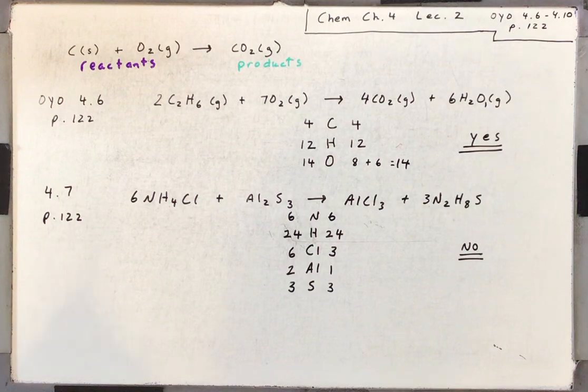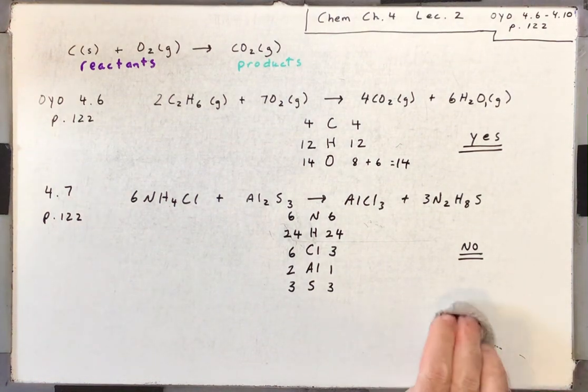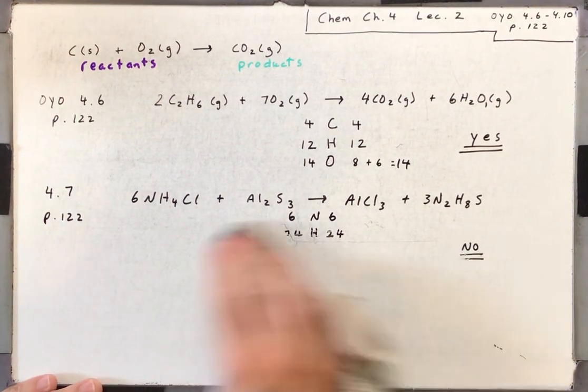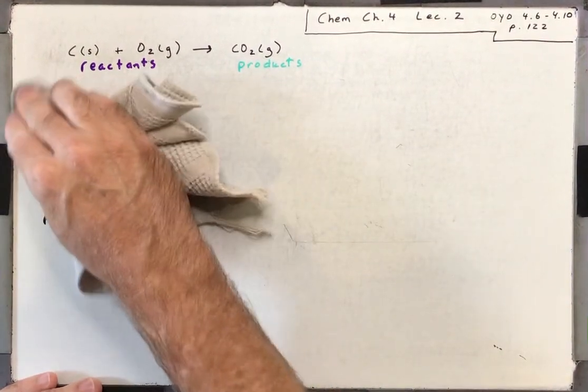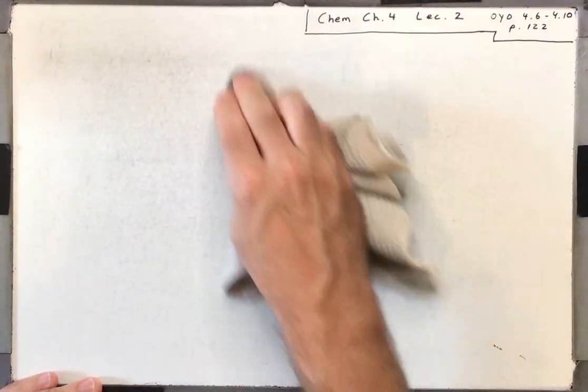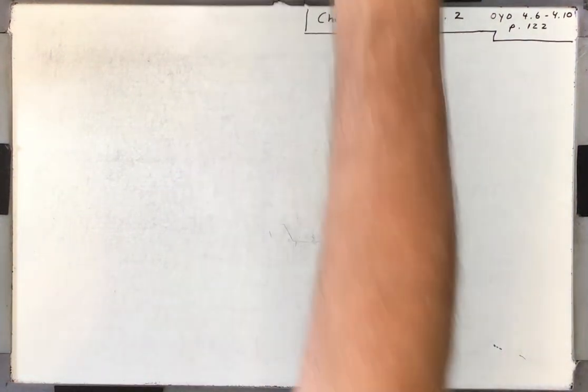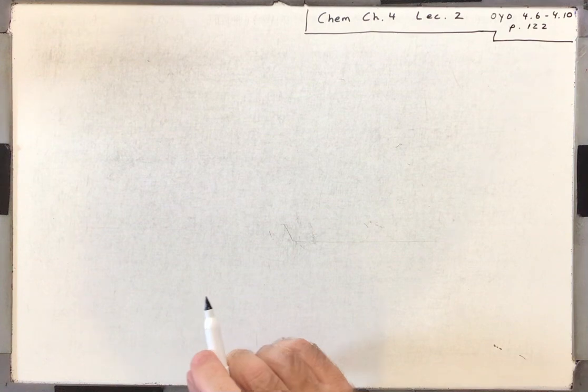All right, so as you get good at this, you probably will not have to write everything down. You'll be able to kind of balance it with your eyeballs to a degree. But we're just learning this now, so we'll go ahead and do it the long way to start.